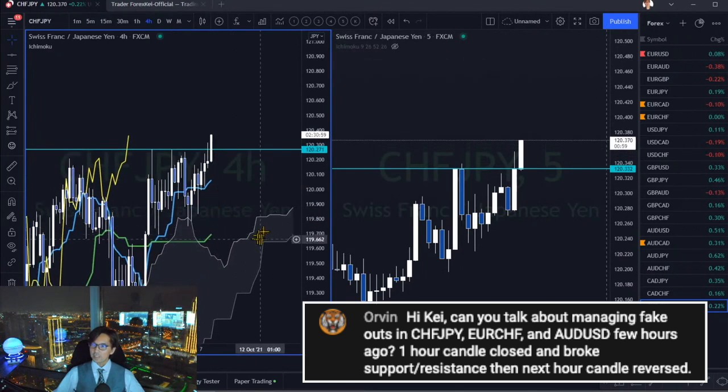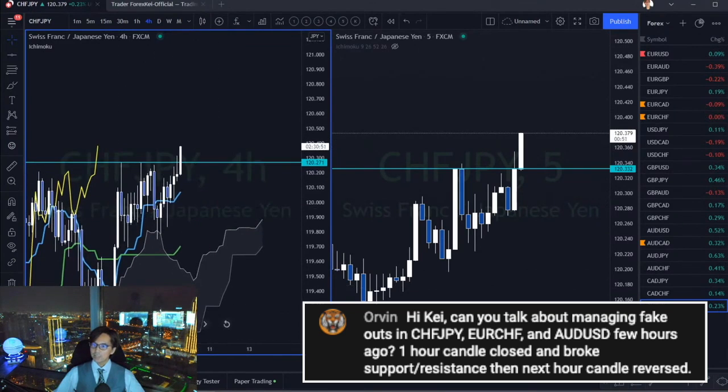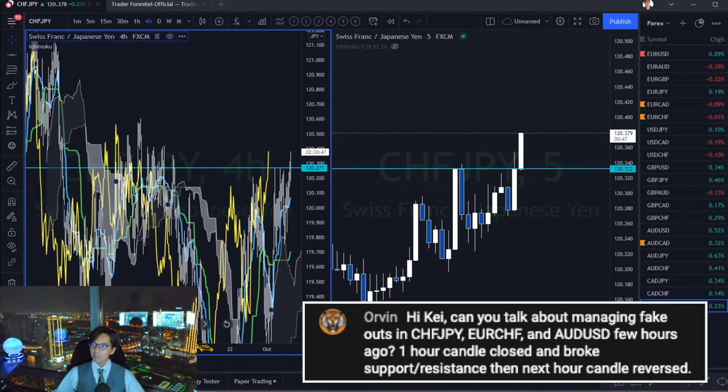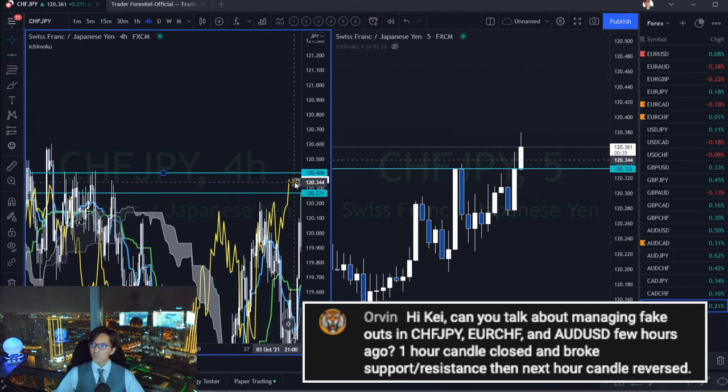Alright, in the 4 hour chart, the Kumo is up, Kijun Sen, Tenkan Sen up, and Chikou span above the candles based on this breakout. Oh, but it looks like there are a couple of resistances in the past year. A couple of resistances here at the 120.40 area.